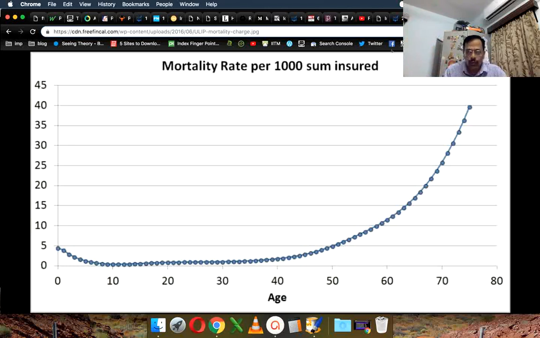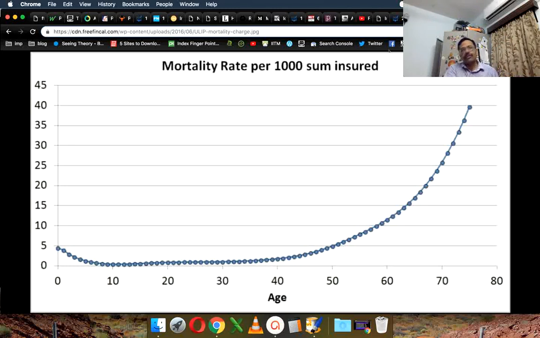If you buy the ULIP and you do not like the performance, and many ULIPs have not performed great, you can look at Morningstar for the returns. And if you're not happy with the performance after a couple of years, you can't simply quit the ULIP because your life insurance benefits will go away. You would have aged by then. If you have to buy a new ULIP, then you will get a higher premium. Why would you do that?